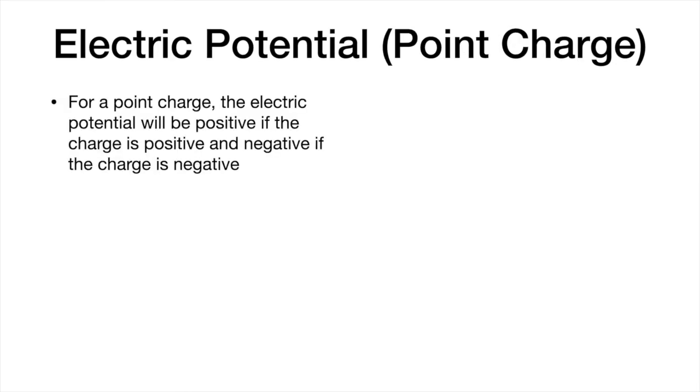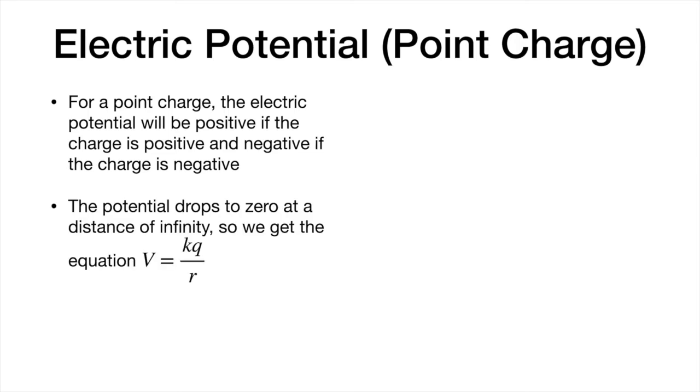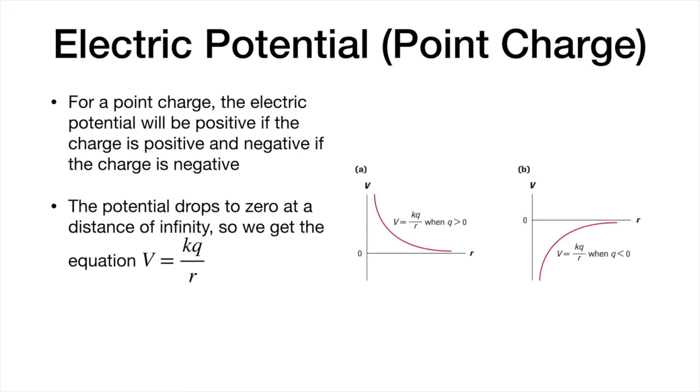Okay, so let's talk about the point charge. So if we have a point charge and it's positive, so like a proton, for example, then the electric potential will be positive. And if we have a negative charge, then the electric potential will be negative. And so we get this kind of thing. So in the first diagram, I hope you can see that if we have a positive charge, right, then basically the electric potential is positive.